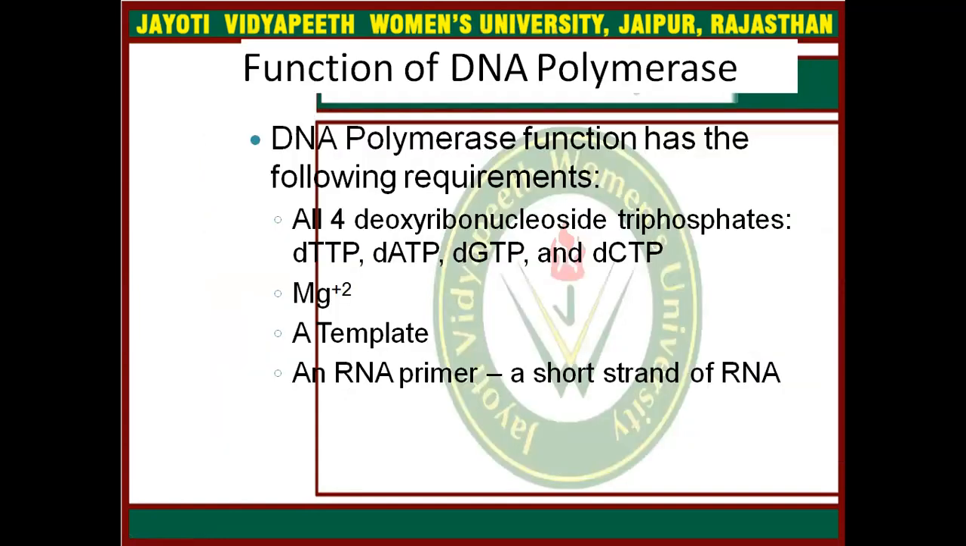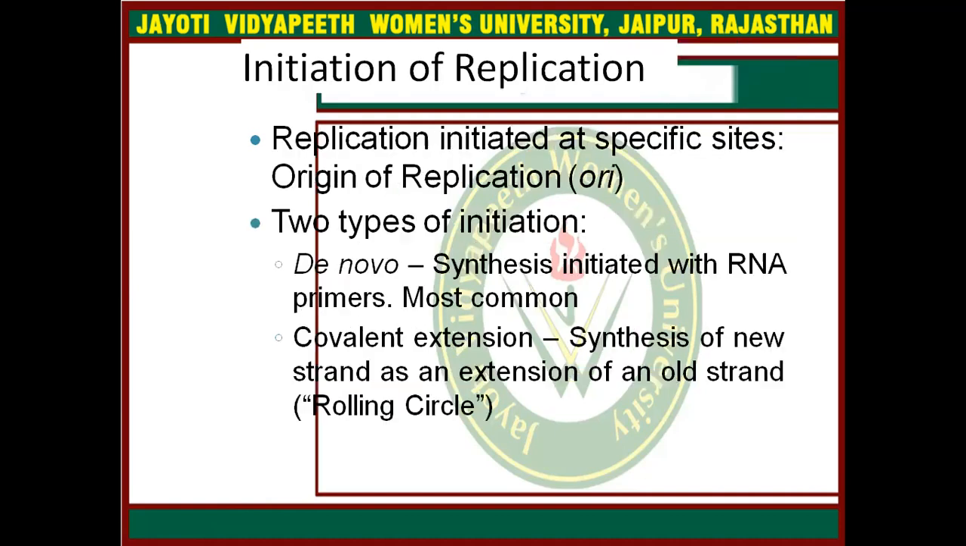Functions of the DNA polymerase. DNA polymerase function has the following requirements: all four deoxyribonucleoside triphosphates, dTTP, dATP, dGTP, and dCTP, magnesium ion, a template, and an RNA primer, a short strand of RNA.